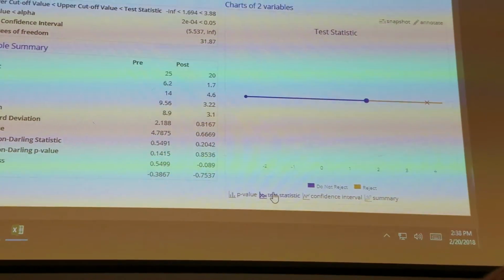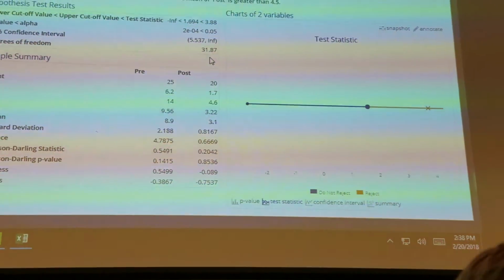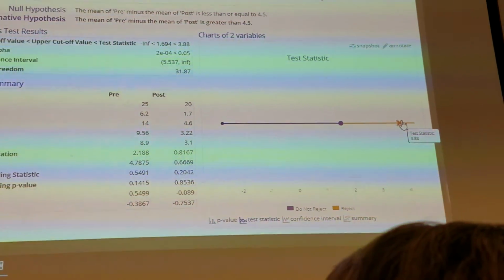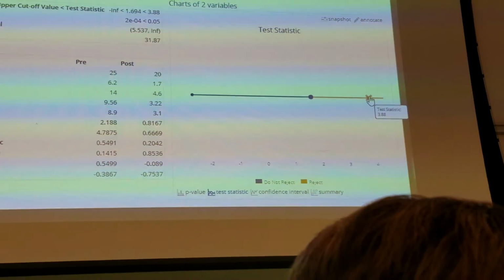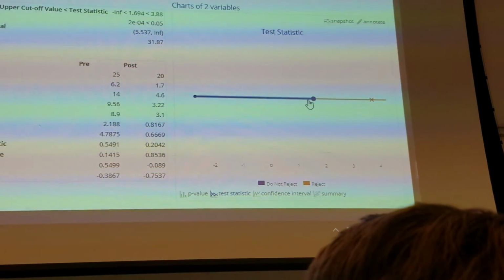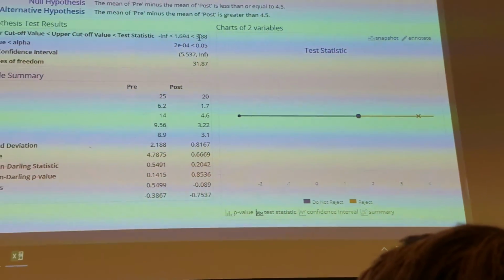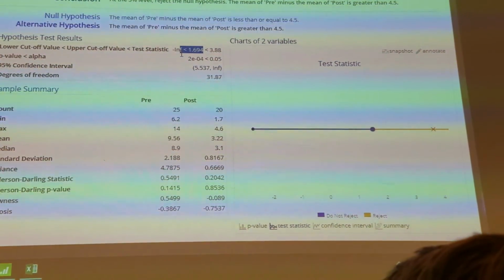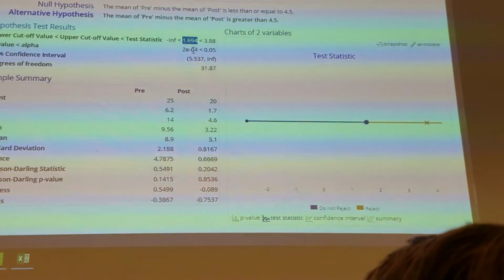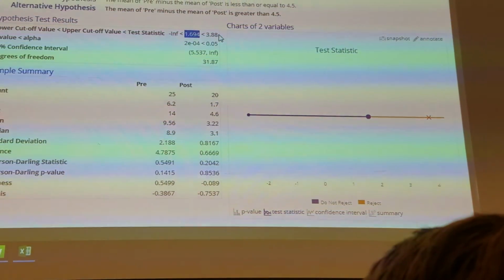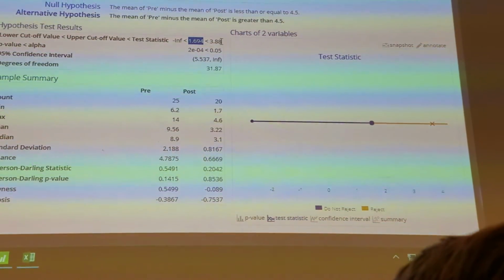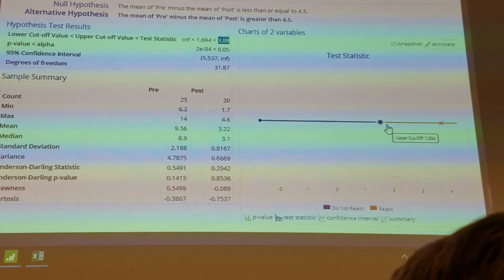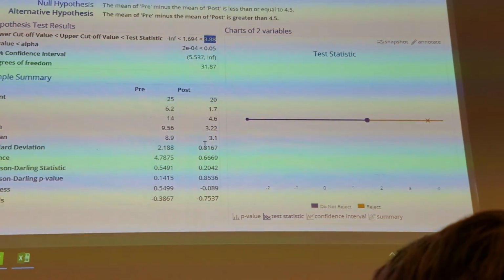Here's my test statistic. Okay, what should it be? And what was it? The critical value is 1.694, and the test statistic was 3.88. So if it's greater than 1.694, you can reject the null hypothesis. Well, it's 3.88, so it's definitely above that. So we reject the null. All these things are telling you the same thing.